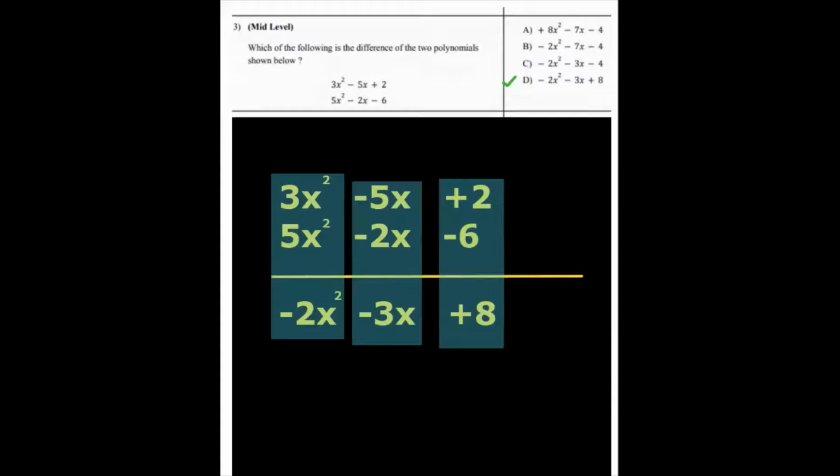3x squared minus 5x squared is minus 2x squared. Then for the x terms, negative 5x minus 2x. Well, that double negative will now have us at negative 3x. And 2 minus 6 is positive 8. The correct answer is D, negative 2x squared minus 3x plus 8.